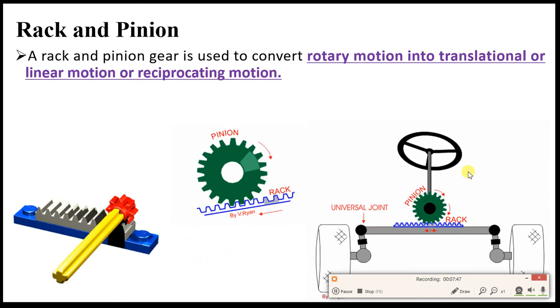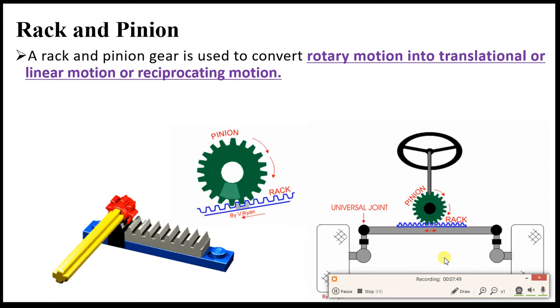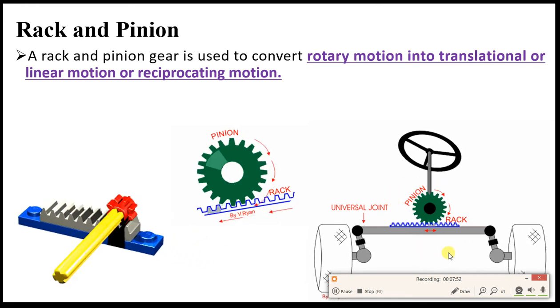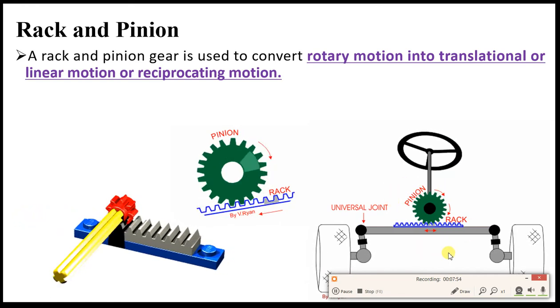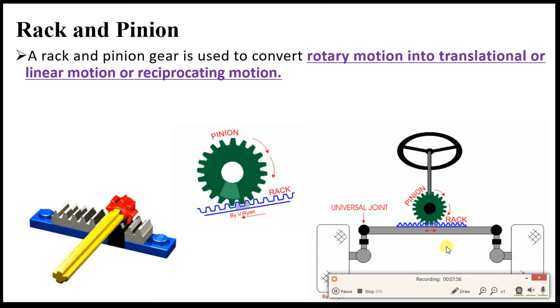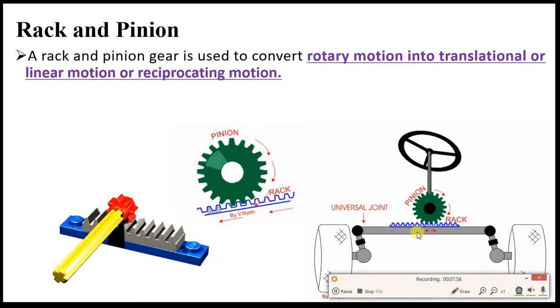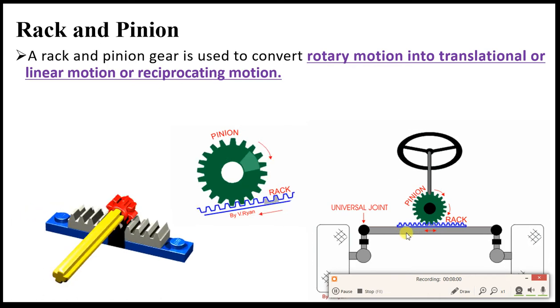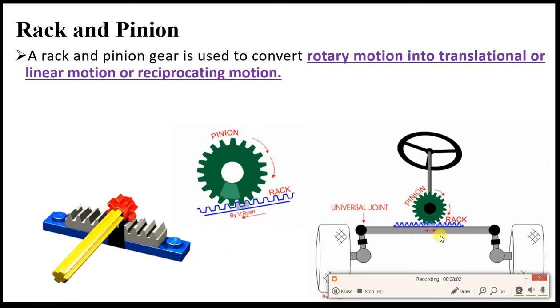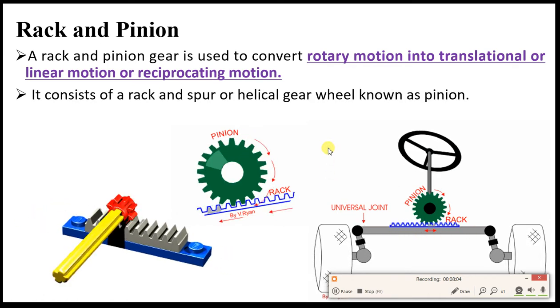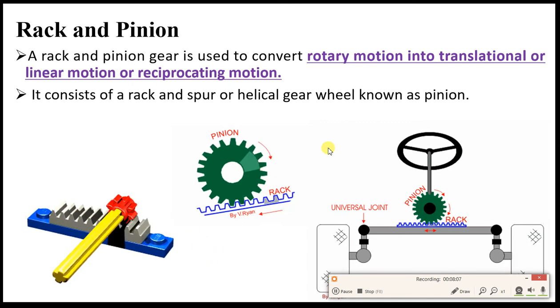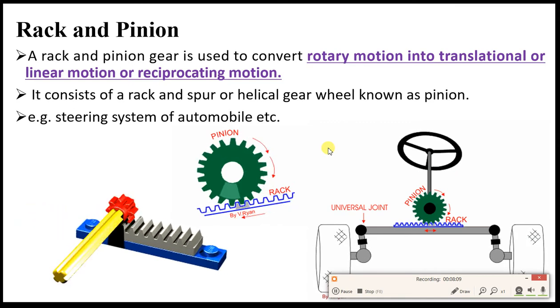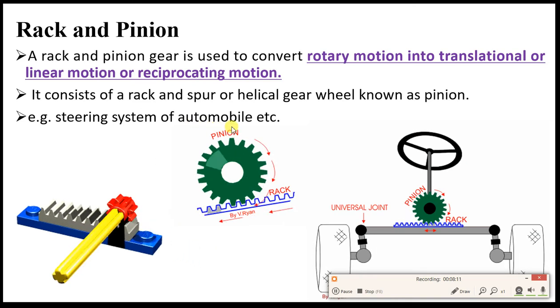Generally it is used in your steering mechanism. When you rotate the steering, that is the input motion, and then with the help of a universal joint, the pinion rotates and the rack will move linearly. So for example, the rack and pinion is used in the steering system of an automobile.